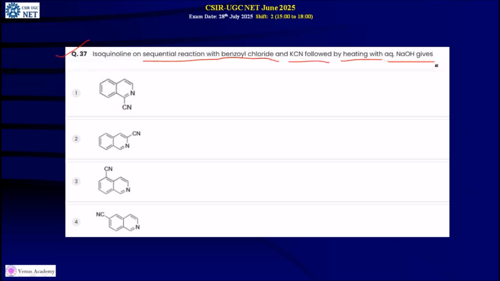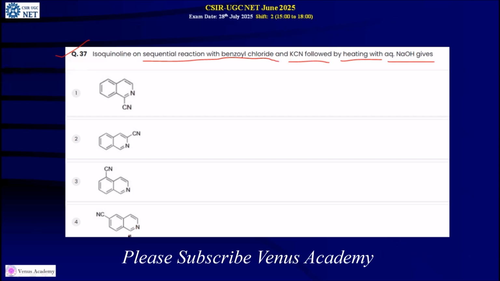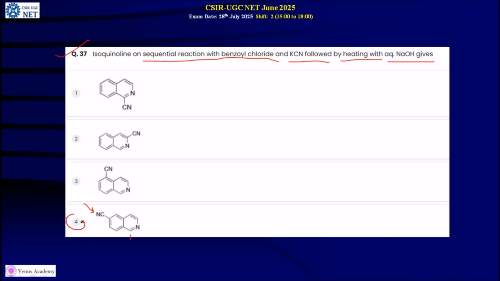Sequential reaction: benzoyl chloride with isoquinoline. What is going to happen? Yes, it is going to form a salt with this nitrogen, and upon reaction with cyanide, cyanation is going to take place. So cyanation at position 1, 2, 3, 4, 5, 6. So a 6-cyano compound is going to be obtained. That is, option number 4 is the correct option, students.